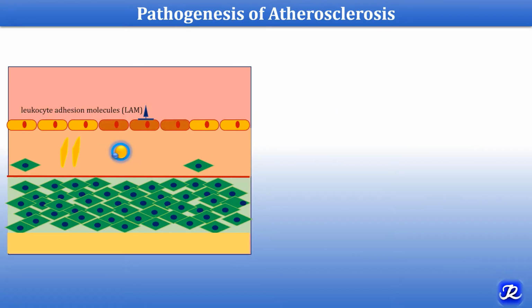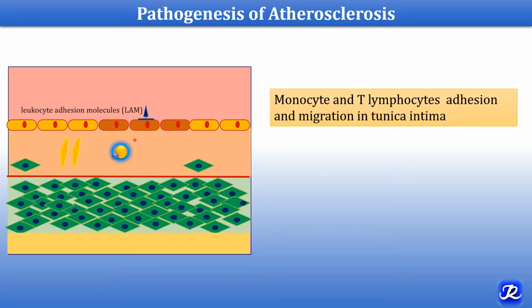The third event in the pathogenesis of atherosclerosis is monocyte adhesion to the endothelium and migration of monocytes and T lymphocytes into the intima, the differentiation of monocyte into macrophage, and formation of foam cells. So this dysfunctional endothelial cell expresses leukocyte adhesion molecules. So here monocyte and T lymphocyte adhesion occurs. So monocyte adhesion and then migration of monocyte in the tunica intima.